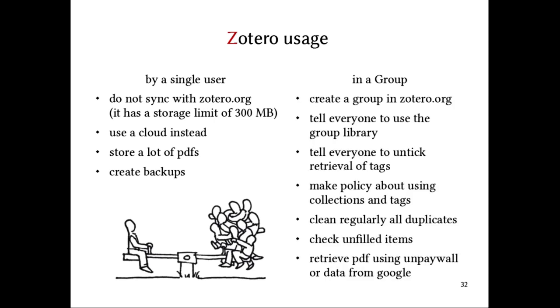In a group, you would need to create a group in Zotero.org, or maybe you could try the WebDAV. Then you should tell everyone to use a group library, and that's the most challenging task. Because you have to tell everyone to untick the retrieval of tags, so you should have some rules about how to install Zotero, what kind of plugins you should and should not use, who should get rid of the duplicates, for instance. And that is what makes a policy. And you should make a policy about using the collection of tags as well. Someone in your group should regularly clean all the duplicates, check unfilled items, and retrieve PDFs using Unpaywall or something.